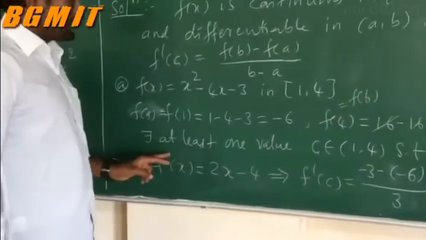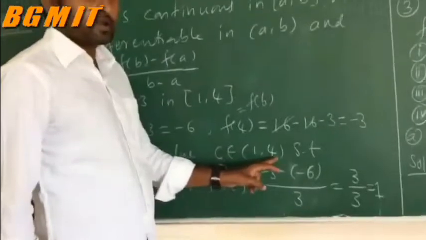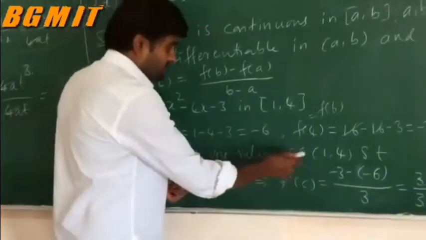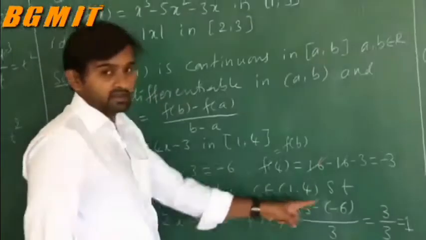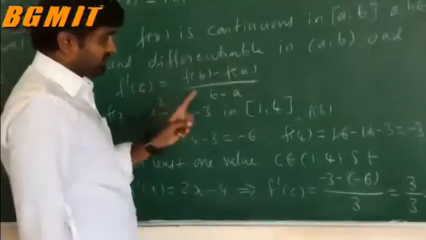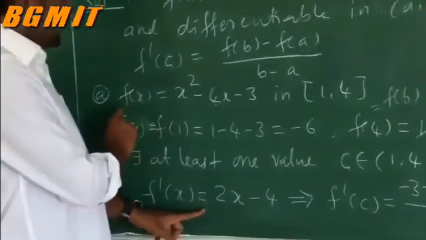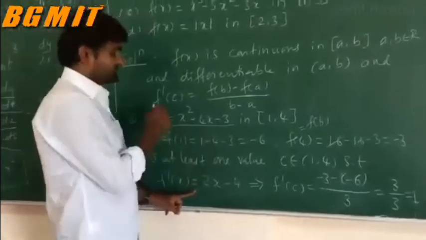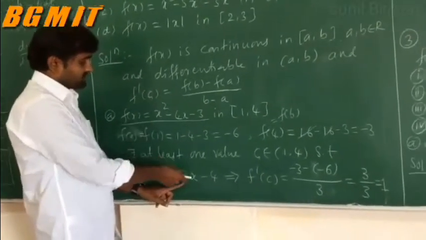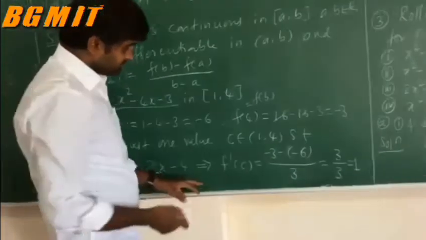There exists at least one value c belonging to the open interval 1 comma 4, such that, using this formula, we find the c value. f dash of x: the function is given, so differentiate with respect to x. f dash of x equals 2x minus 4, since the constant gives 0.